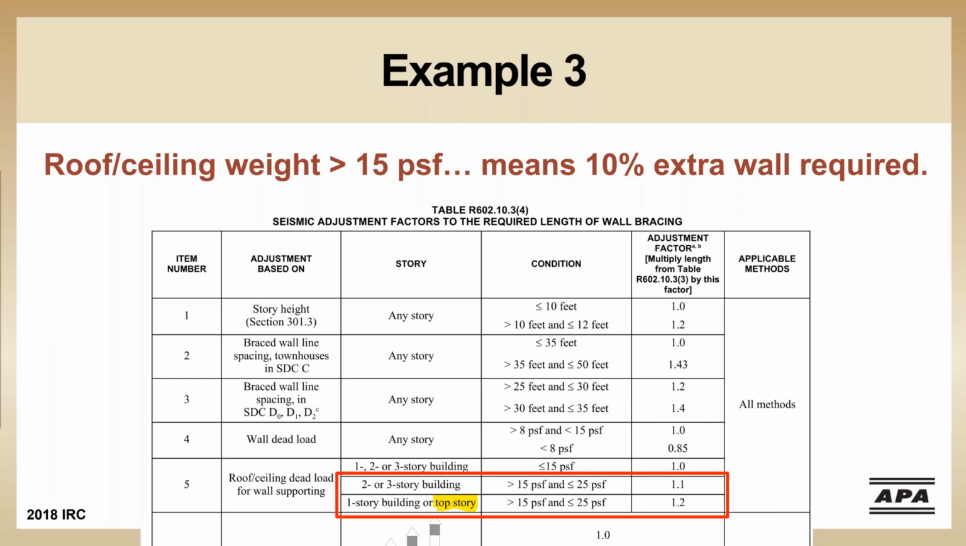You might think of the 1.1 and 1.2 factors as a 10% and 20% adder for the extra roof ceiling weight of 17 pounds per square foot. The reason the top story gets a higher factor of 1.2 rather than 1.1 is due to the proximity of the roof ceiling mass associated with the top story.